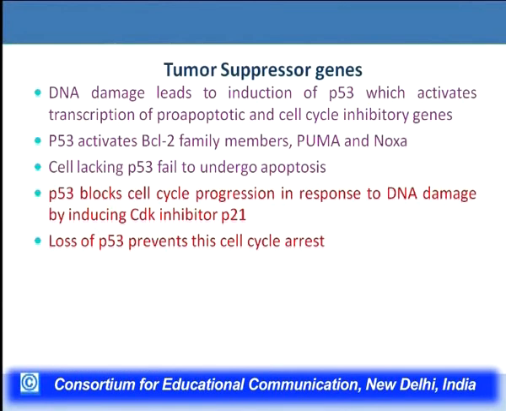Then there is P53. DNA damage leads to induction of the P53 tumor suppressor gene, which activates transcription of pro-apoptotic and cell cycle inhibitory genes. P53 activates BCL2 family members, Puma and Noxa, and cells which lack P53 fail to undergo apoptosis. Therefore, they are able to divide in an uncontrollable manner. This molecule also induces the CDK inhibitor P21.